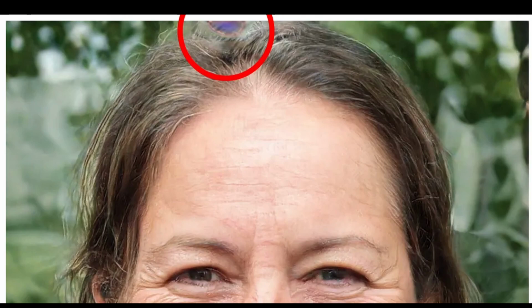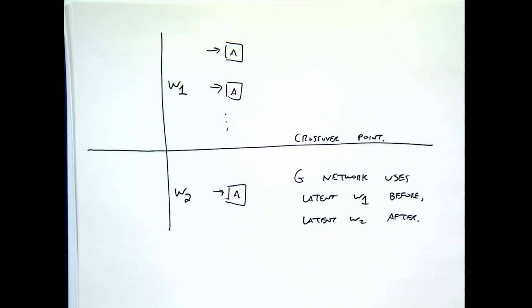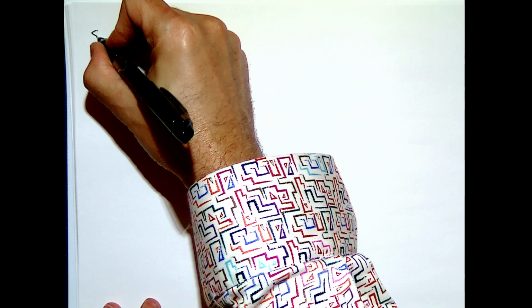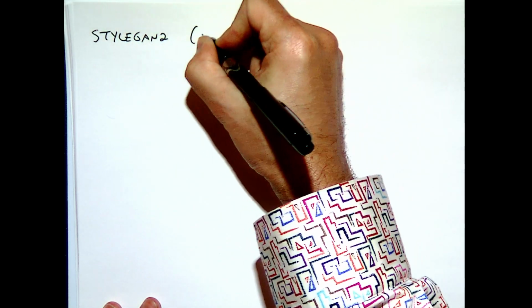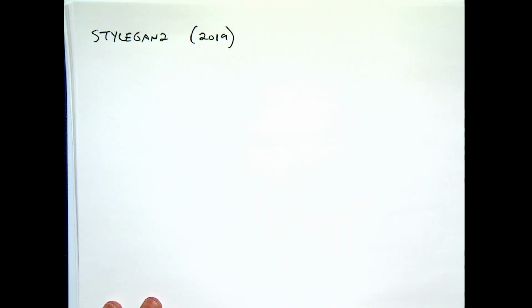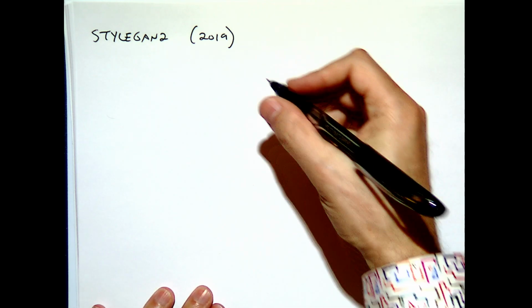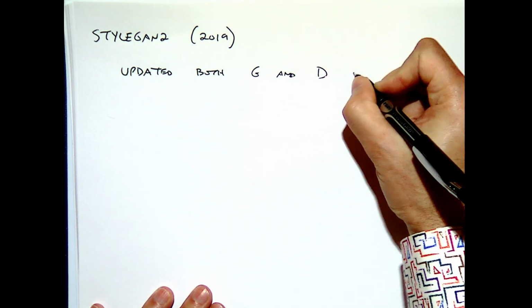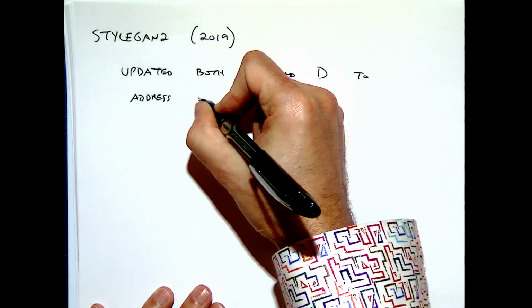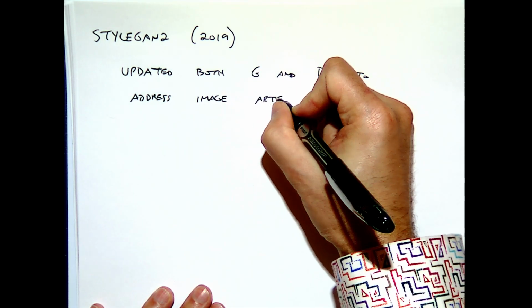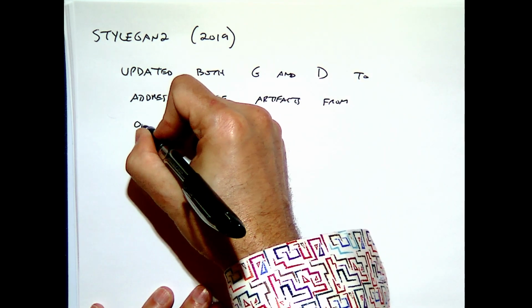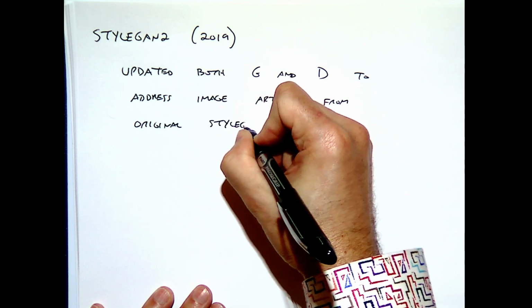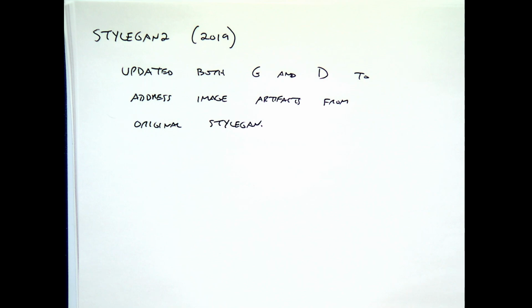And so the very next year was StyleGAN 2, right? That was the next innovation by many of the same authors at NVIDIA. So StyleGAN 2, in 2019, they basically updated both the generator and the discriminator, both G and D, to address image artifacts from the original StyleGAN, to improve the overall look of the images that were produced, right? So those little blobs and bubbles that you sometimes would see in StyleGAN 1 output were no longer there, right?